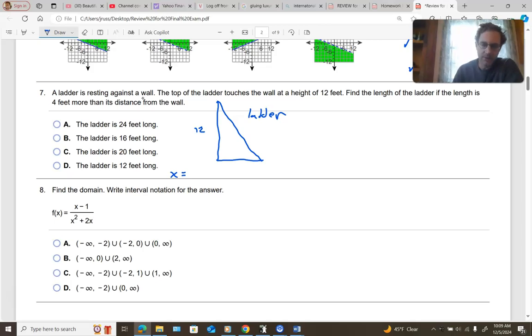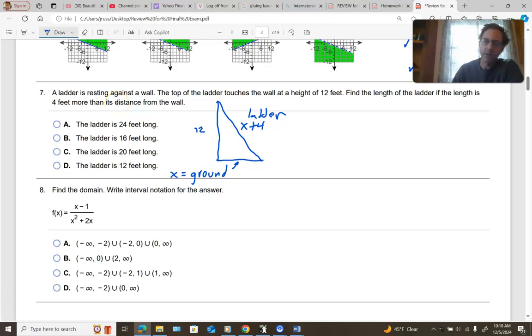So I'll let x represent the distance from the wall. So that's this distance right here. I'll just call that the ground. And so that would make the length of the ladder x plus 4.